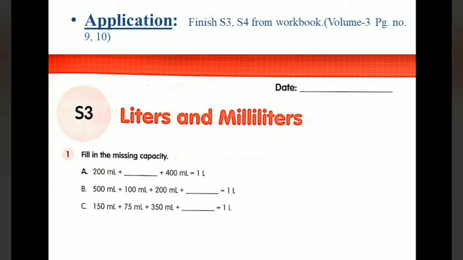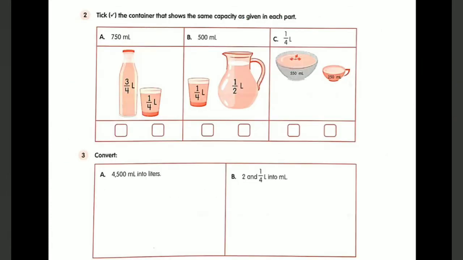Now we are moving to the second question. The second question is to tick the container that shows the same capacity as given in each part. As in part A it is showing 750 milliliter, you have to tick the container which shows exactly that in liters. Similarly in part B it is 500 milliliter, so you have to tick the container which shows exactly that in liters. In part C it is given 1 by 4 liter, so you have to tick the one which shows exactly that in milliliters. And in the third question, convert 4500 milliliter into liters. So you have to do this.